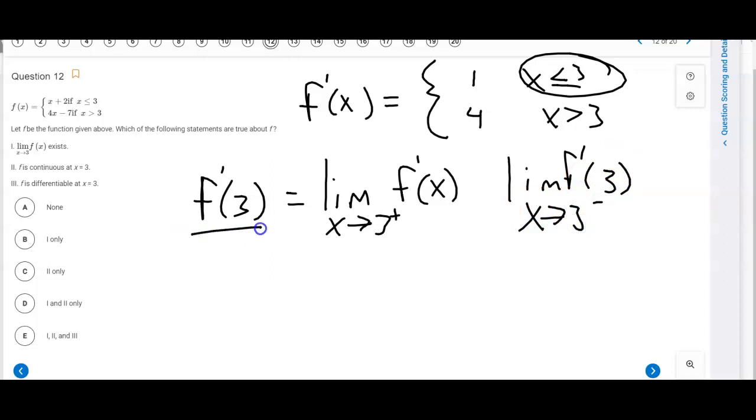Now, I'm going to wait on this because, like I say, it doesn't really matter. What really matters is this: does the limit exist? Because if the limits exist, then this exists. That's just kind of how it works when you're doing derivatives of piecewise functions.